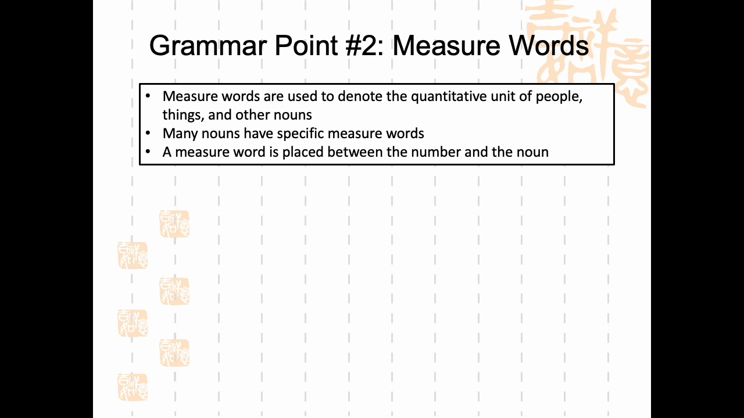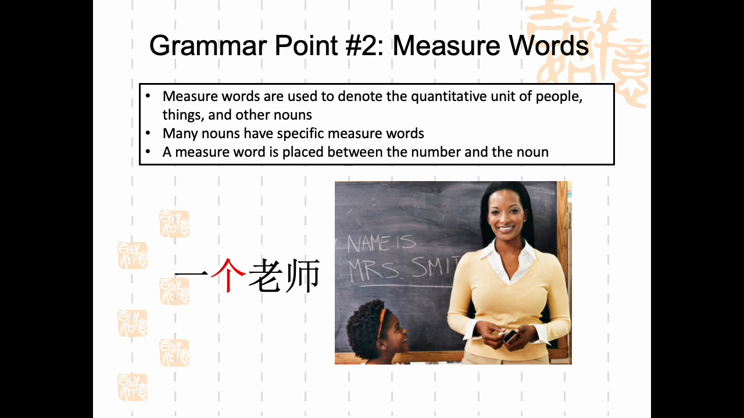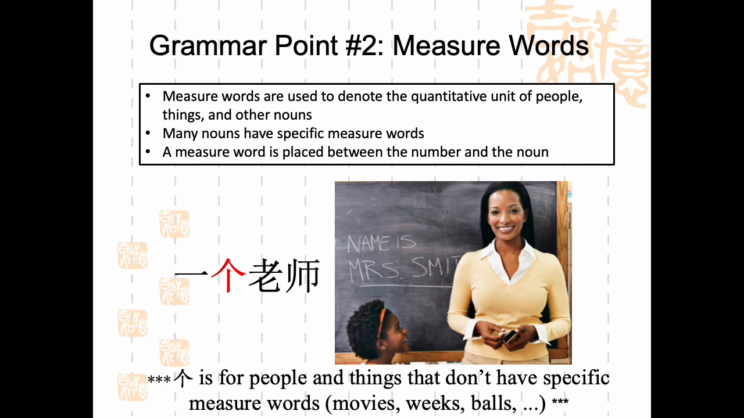All right, let's practice. So if we wanted to say one teacher, we would say 一个老师。And 个 is really your default measure word. Whenever you are in doubt, you can use 个, and people will understand what you're trying to say. Oftentimes it's used for people and things that don't have a specific measure word.